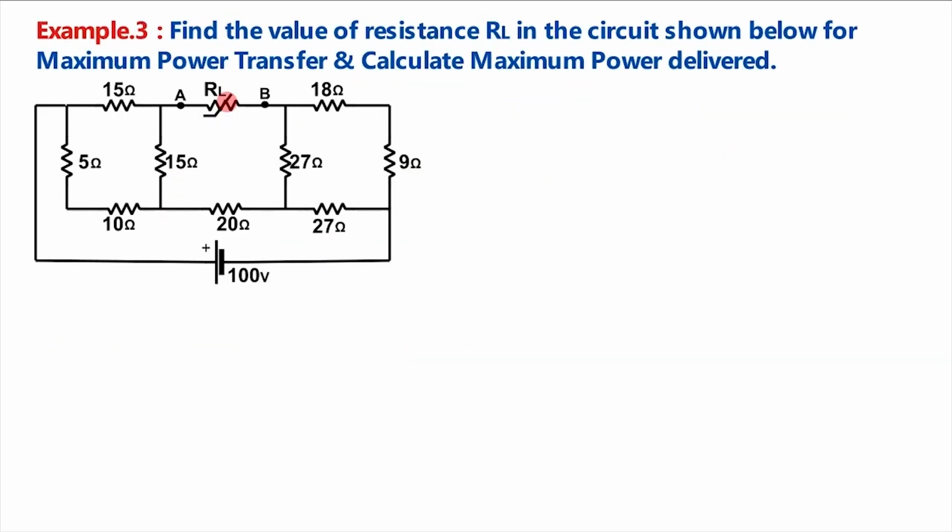In this example also, we are asked to find the value of the load resistance for maximum power transfer to this load. Also, we have to calculate the maximum power delivered. Here, these two resistances are in series, so that we can add it and it becomes 15 ohm. Similarly, these two resistances are in series and it becomes 18 plus 9, 27 ohm. So that we can redraw this circuit as like this.